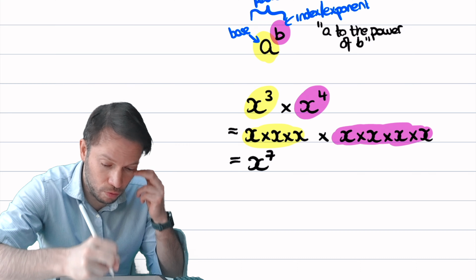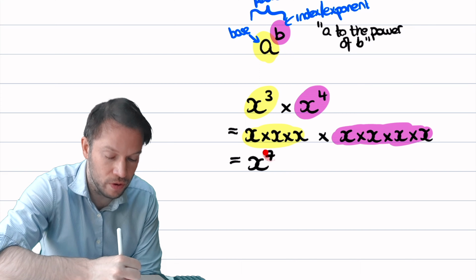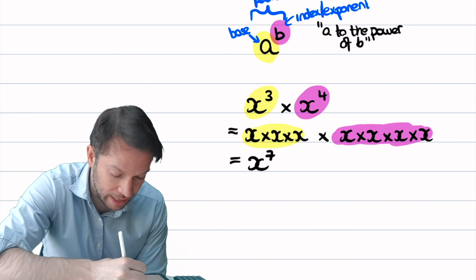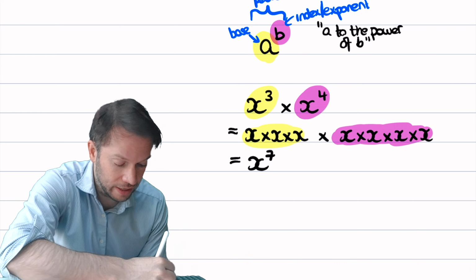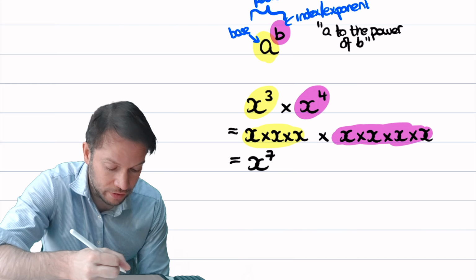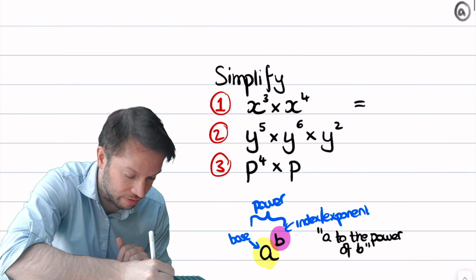Now, can you see a rule for how we can combine these indices here to get that new index here? Well, you can see we've just added them, right? Because we've got 3 x's here and 4 x's here. So in total, we had 7 x's. We just added the 3 and the 4. So that would be the final answer in the first case. We get x to the power of 7.